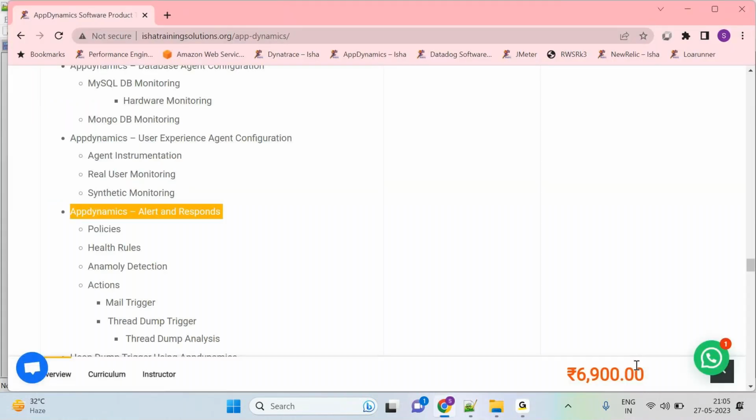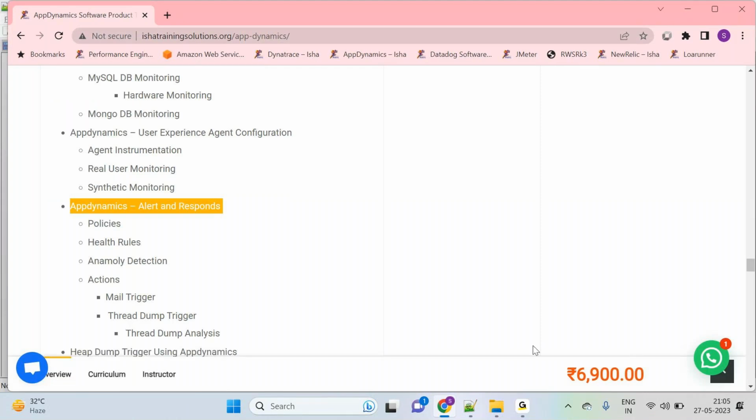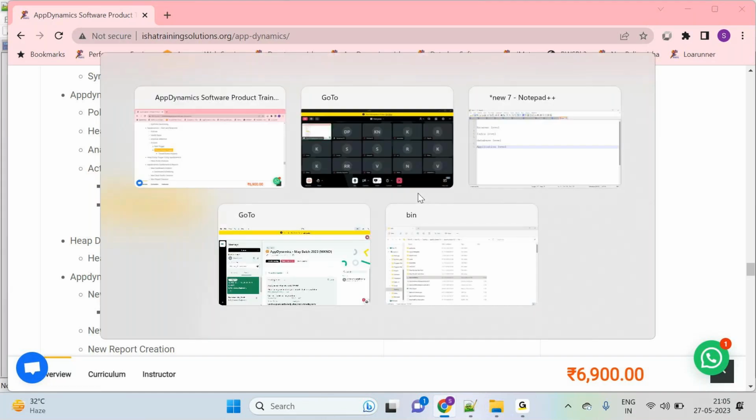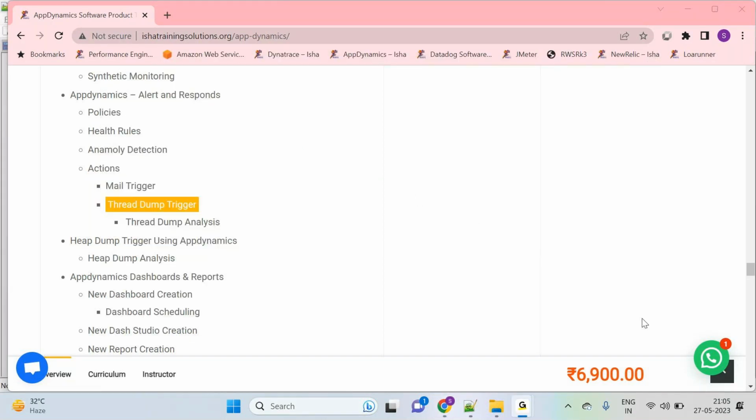In the alerts and response topic there are two ways of actions. Actions means the alerting, whatever I told you. So there are two ways we are going to discuss. One is mail trigger, another one is thread dump trigger. Okay, that is also an important topic. Don't worry. In our session, we are going to explain what a thread dump is, how you are going to analyze the thread dump through AppDynamics, and how you are triggering the thread dump. All those things we are also going to discuss.